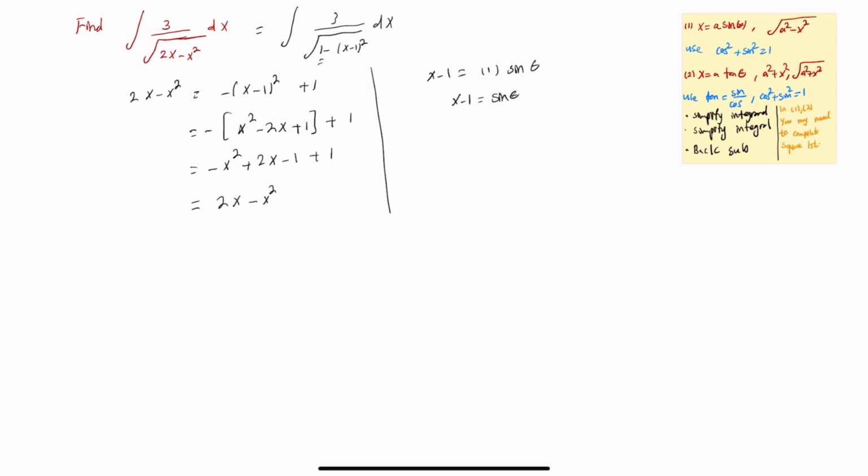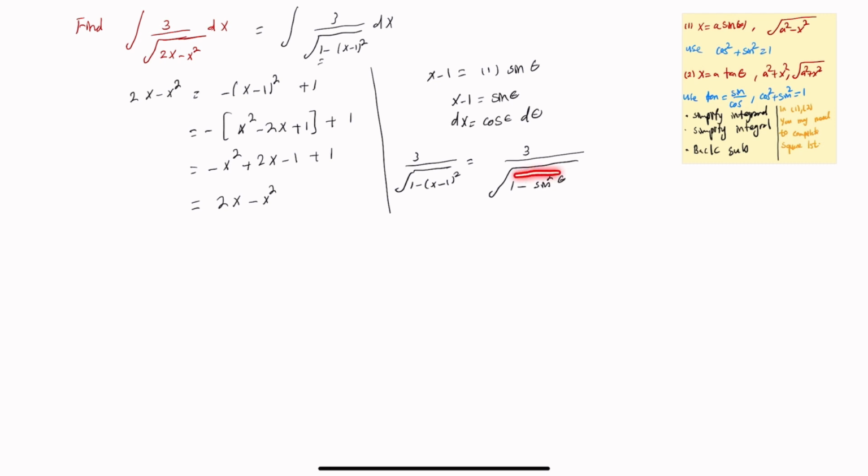Now let's take the derivative of that. It's going to be dx equal to the derivative of sine of theta, which is cosine of theta d theta. Now let's take the integrand and rewrite it using the sine substitution. The integrand is 3 over the square root of 1 minus x minus 1 squared. That's equal to 3 over the square root of 1 minus, and then x minus 1 is just sine of theta, so we have sine squared of theta, since that term is squared.